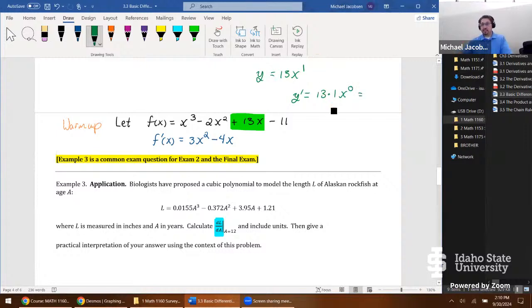But then here are all the simplifications. This is 13 times 1 for just 13. x to the power of 0 is 1, so that's just 13 times 1 again. And so that means either way we visualize it, the derivative of that one is just 13. So plus 13 on that one.